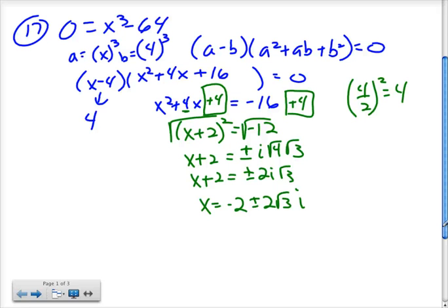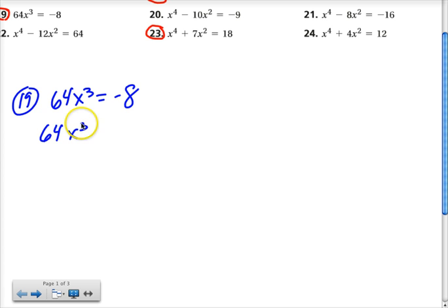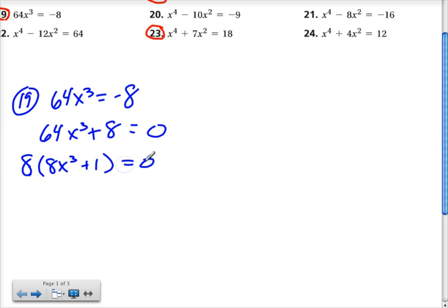So that was number 17. Get that off of there and go to number 19. Number 19 is 64x cubed equals negative 8. So the first thing we do is bring it over to one side and take a look at it. And then I notice those numbers are looking pretty big there, but 8 goes into both of those. So I factor out the 8, and I'm left with 8x cubed plus 1 equals 0. And now I can keep going because 2x cubed is 8x cubed. And then 1 cubed is a positive 1.